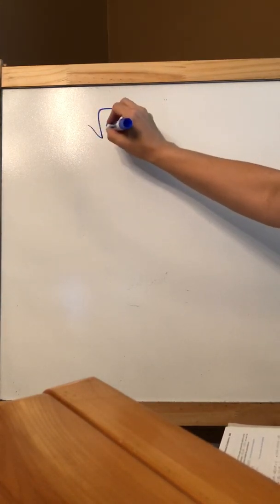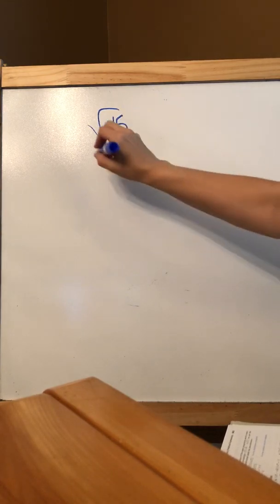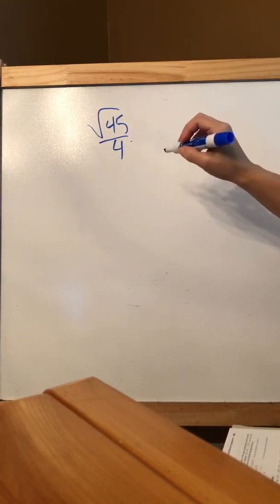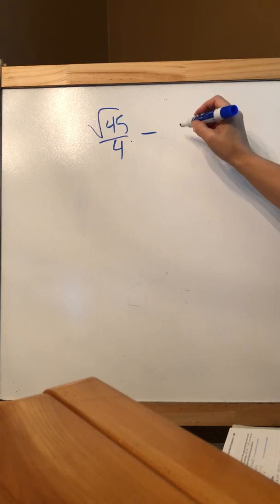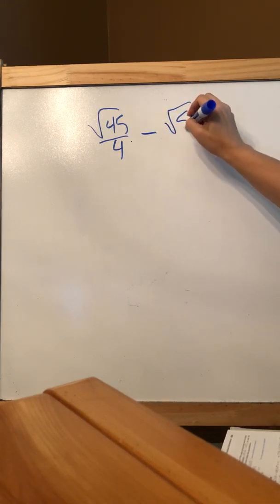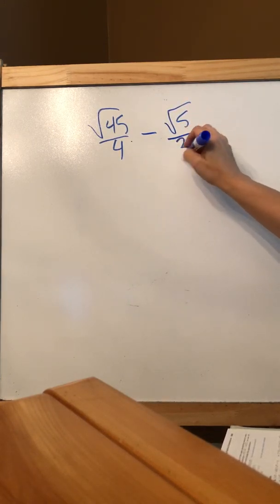All right, here we go with example 3. It's on page 622, and we're adding and subtracting. So here we have the square root of 45 over 4, and we're going to subtract the square root of 5 over 3.